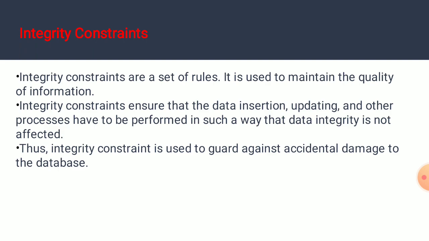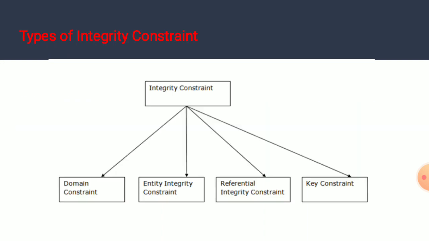Now another concept in the relational data model is integrity constraint. Integrity constraints are a set of rules. They are used to maintain the quality of information. Integrity constraints ensure that data insertion, updation, and other processes have to be performed in such a way that data integrity is not affected. The integrity constraint is used to guard against accidental damage to the database. There are four types of integrity constraint: domain constraint, entity integrity constraint, referential integrity constraint, and key constraint.